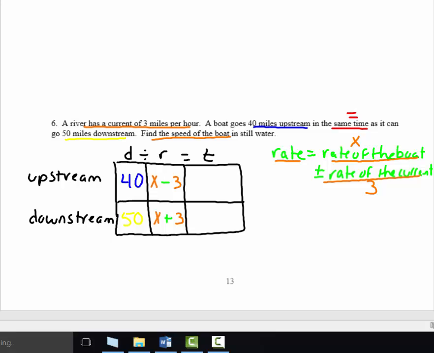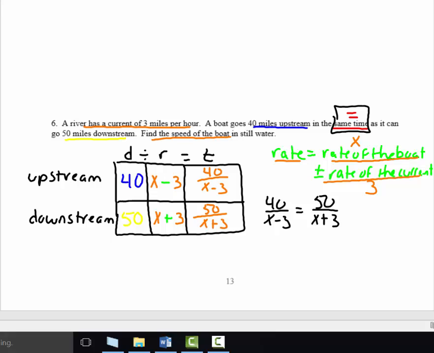Now, what do we do with that column for time? Well, it's distance divided by rate. So the distance divided by the rate. So 40 divided by x minus 3 is the time upstream. 50 divided by x plus 3 is the time downstream. And what's true about the times? The times have to be the same, so they have to be equal. So 40 divided by x minus 3 has to equal 50 divided by x plus 3.